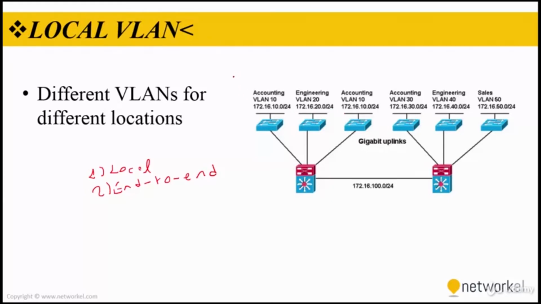For example, as you can see in the picture, we have accounting VLAN, that's VLAN 10 for this location, but for another location, we are using VLAN 30 for the accounting. For example, engineering using VLAN 20 in here, and engineering using VLAN 40 in the other location of the corporate building.